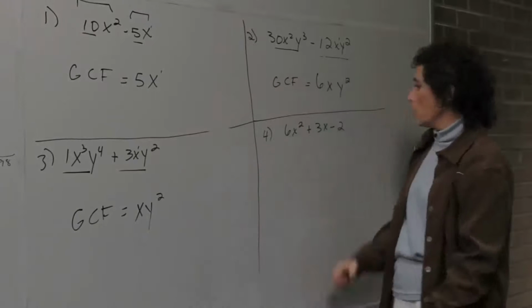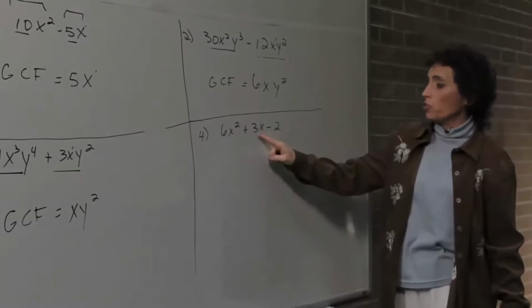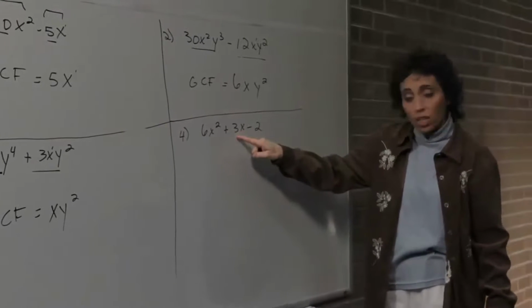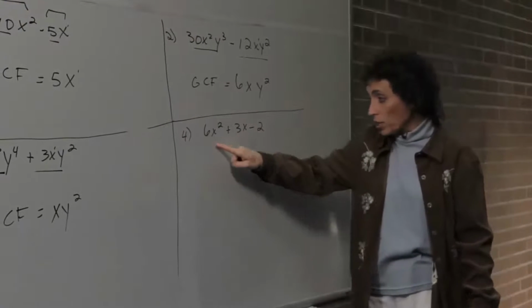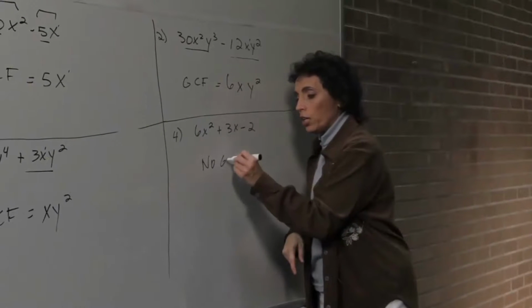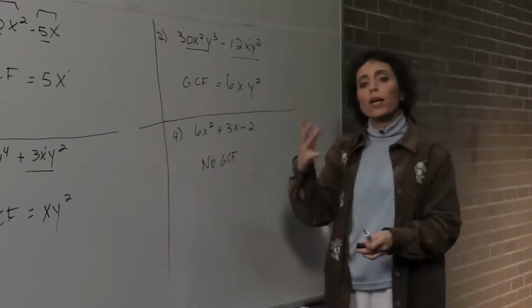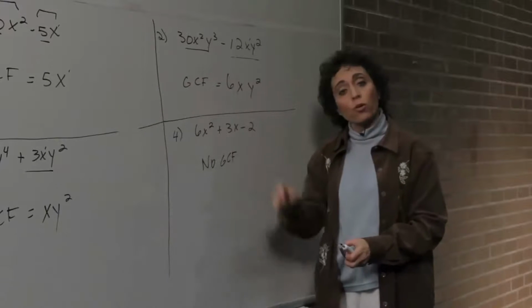All right? Let's check this one. Well, I'm going to go to the 2 because it's the smallest number. I can't use the 2 because of this silly 3. I can't use an x because this doesn't have an x. So again, this has no GCF. And once you can pick out the GCF, then you're ready to start learning how to factor. So I think we're ready.